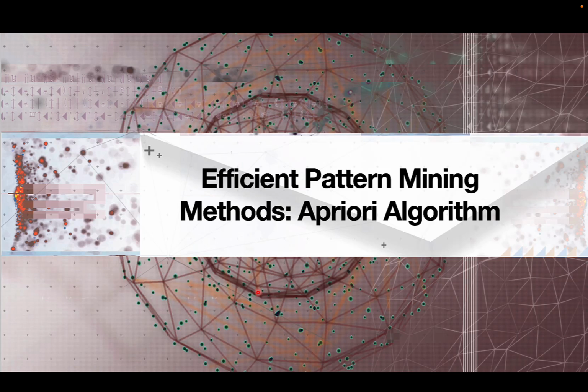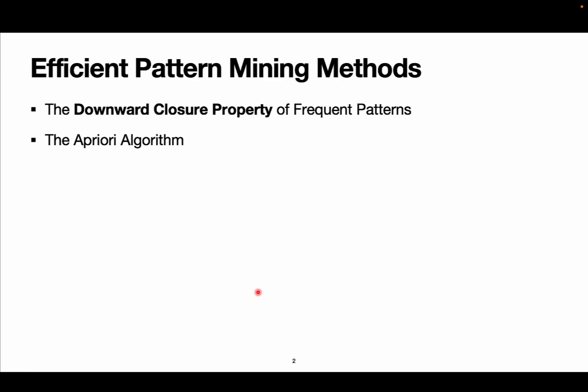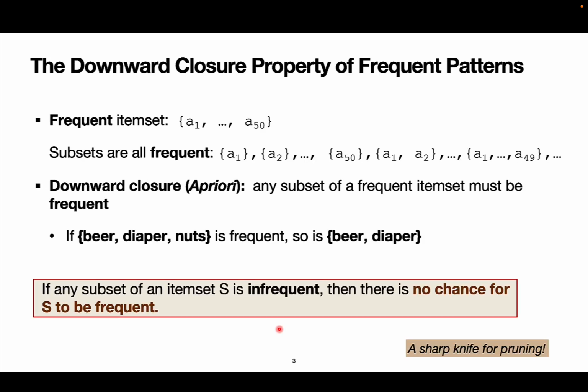In this lesson, we will discuss the a priori algorithm for finding frequent patterns efficiently. We will start with discussing the downward closure property of frequent patterns, which makes the core idea on how the a priori algorithm prunes infrequent patterns. The downward closure property of frequent items states that any subset of a frequent item set must also be frequent.